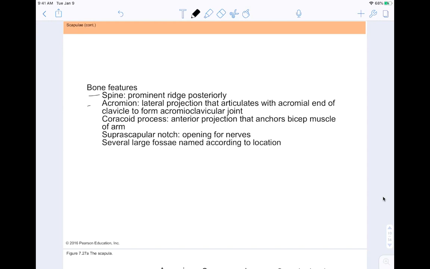You have the acromion, which is the lateral projection that articulates with the acromial end of the clavicle to form the acromioclavicular joint. So that's where the clavicle attaches. And then you have your coracoid process, which looks like a little finger sticking off. It's an anterior projection that anchors the bicep muscle of the arm. You have your suprascapular notch, which is an opening for nerves. And then you have a lot of different large fossae, which, remember, are just holes named according to their locations, that we're not really going to focus on. So you're going to see more things in this picture than you actually need to know.